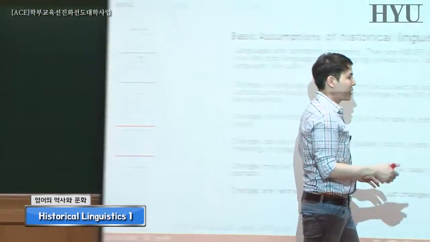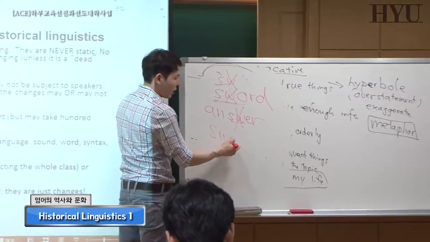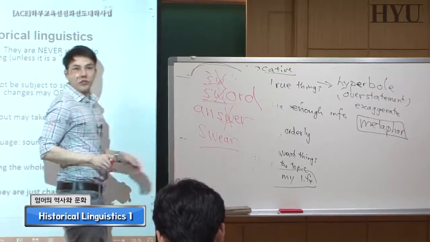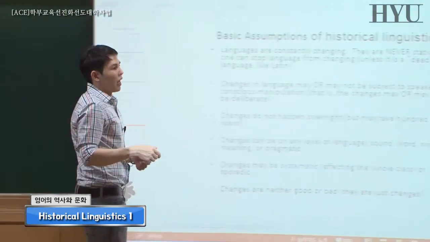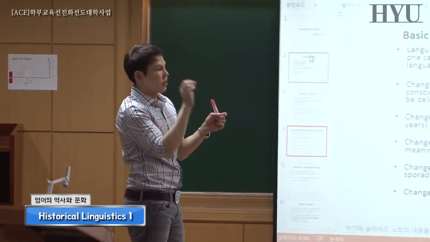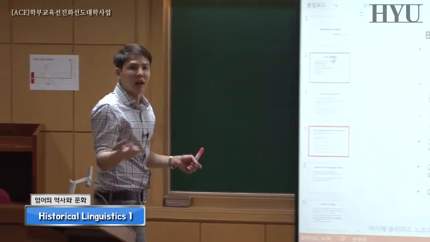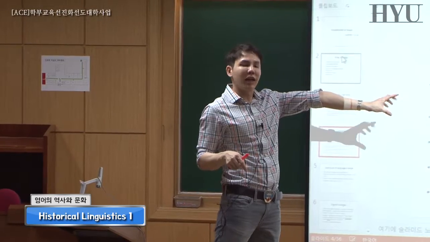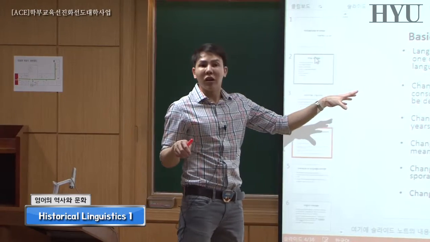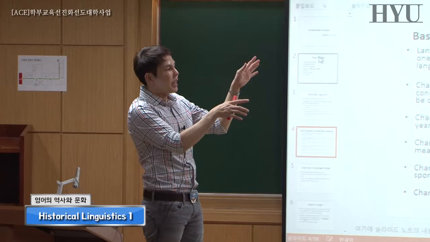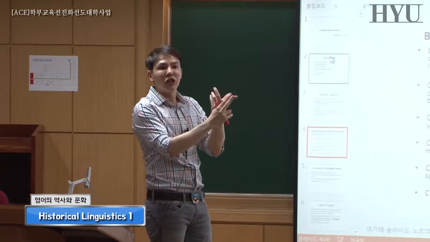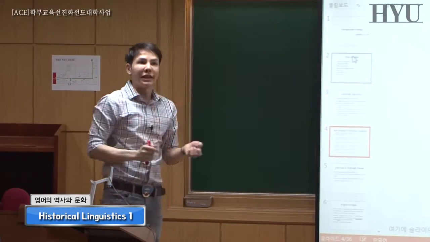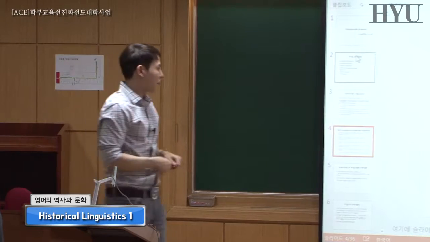But there are some words like swear, which you pronounce S and W, swear, right? So in this case, you can say that it's sporadic in the sense of swear, right? But it's systematic in the sense of sword and answer and other words that are more or less like these two, okay?